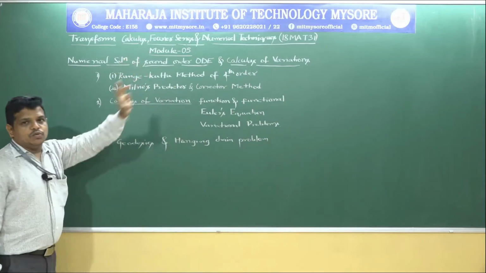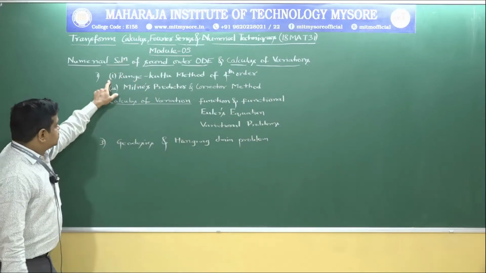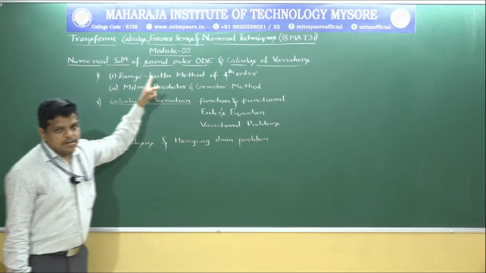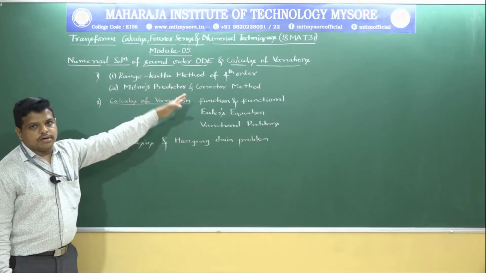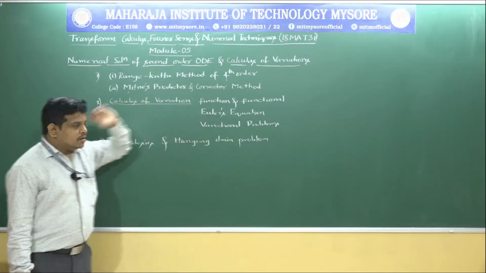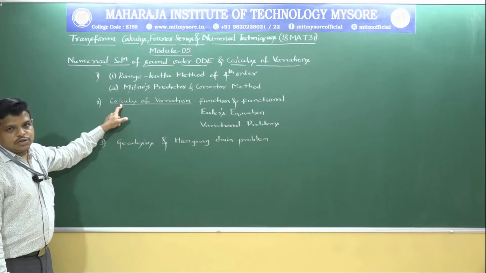This module includes only 3 topics. The first topic is numerical solution of second order ODE by Runge-Kutta method of fourth order, and the second method is Milne's predictor and corrector method. Next, the second topic is calculus of variation.